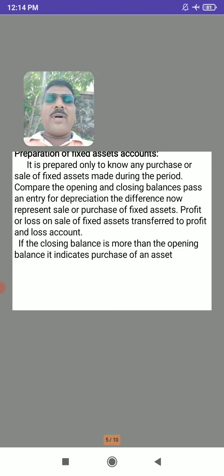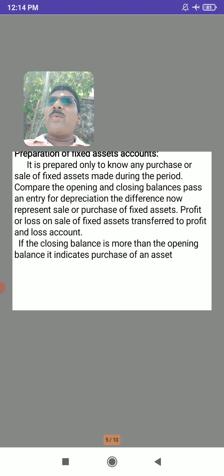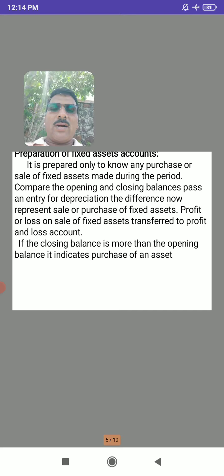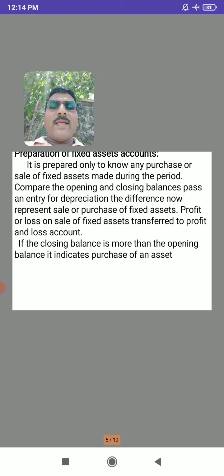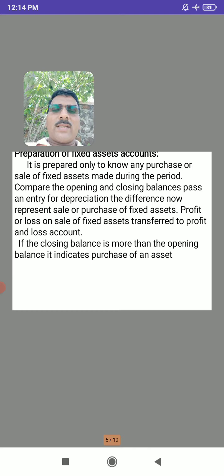So to know only the purchase or sale of fixed asset, we have to prepare the fixed asset account. By comparing the opening and closing balance, and passing an entry for the depreciation, the difference now represents the sale or purchase of fixed asset. If there is any difference between the purchase price and selling price, that difference is called profit or loss on sale.